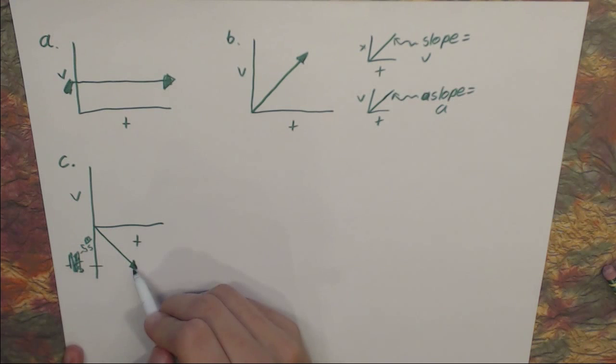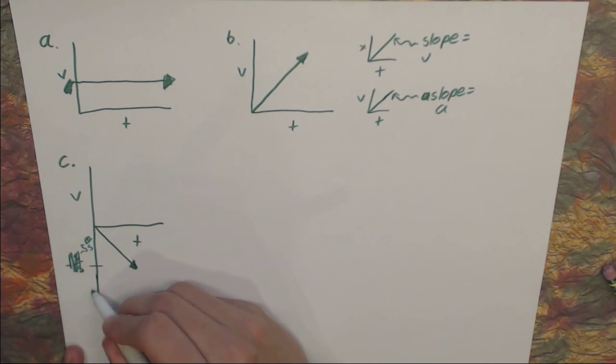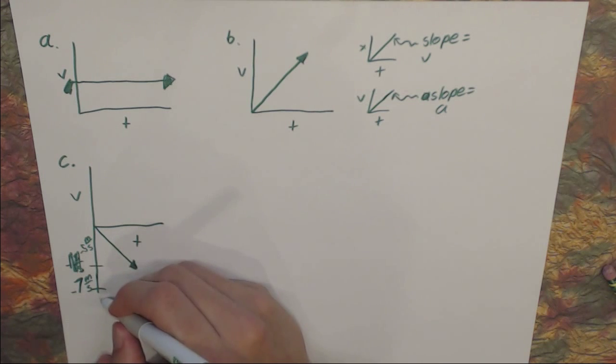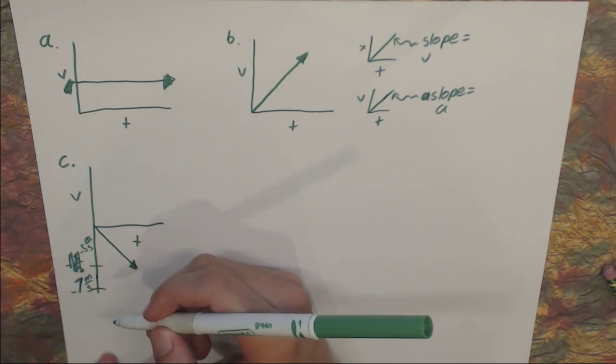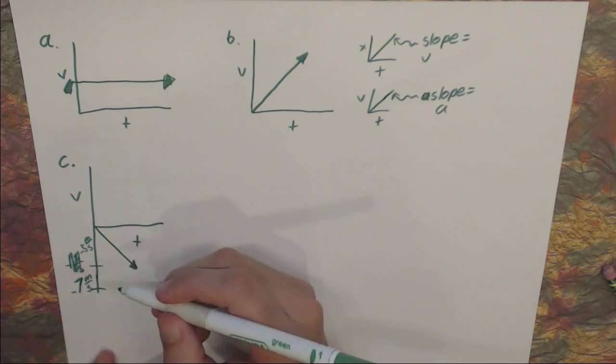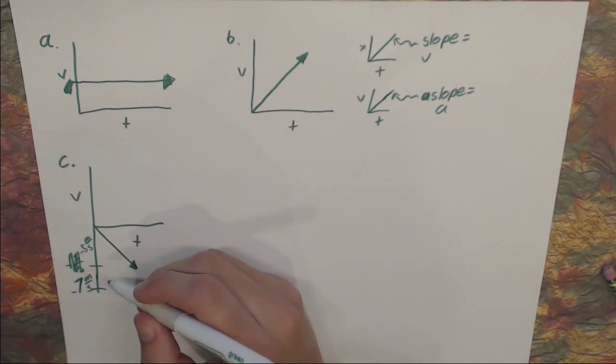If we call this negative 5 meters per second, and then down here it's at negative 7 meters per second, that means the velocity has decreased. So it's decelerating, because deceleration is a negative change in velocity.